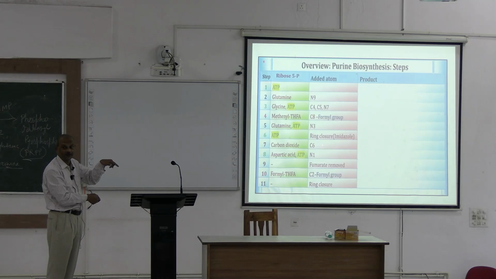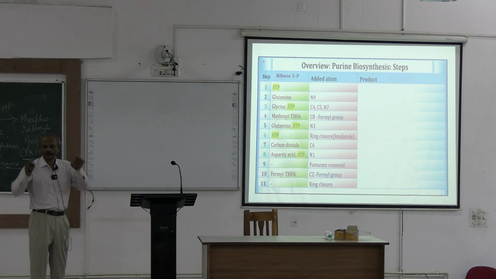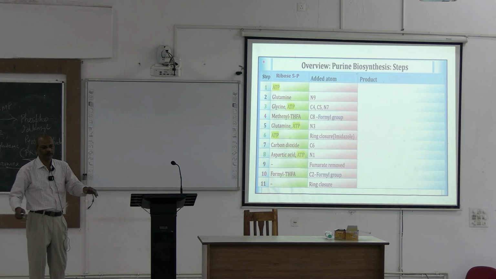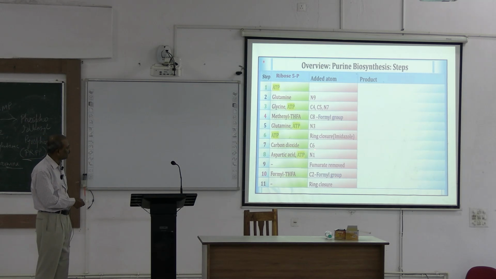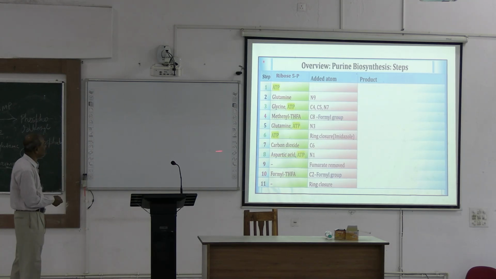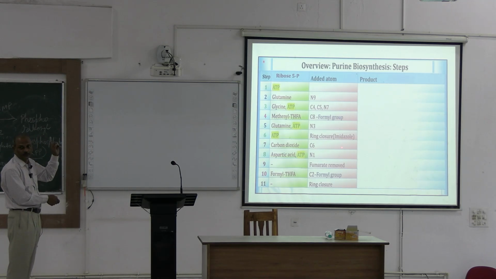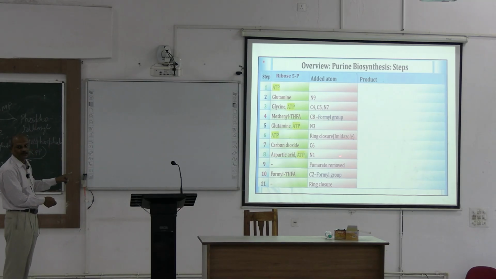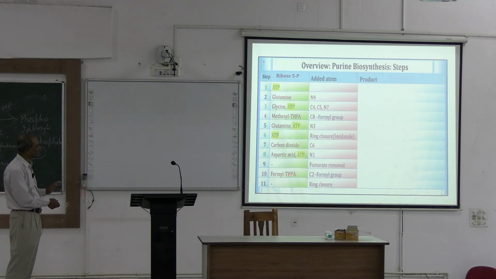N3 is in the pyrimidine group, the pyrimidine ring. So N3 is added, then ring closure is there. As I told you, after almost completing the imidazole group, the first step of the pyrimidine ring is done, and then the ring is closed. Then you see carbon dioxide is added on top, and then aspartic acid is added, and aspartic acid contributes 1 nitrogen, ammonia, and then because of deamination it gets formed into fumarate. And then at the end, at the C2 position, a formyl group is added.